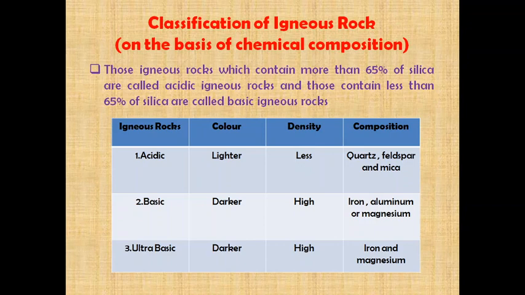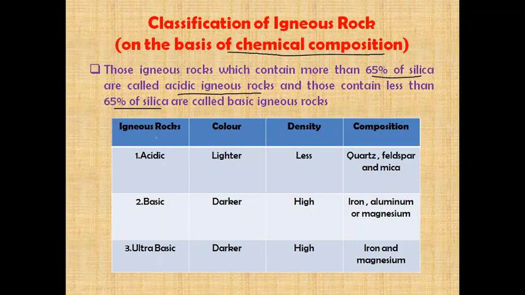Now, we also classify igneous rock on the basis of chemical composition. Those igneous rocks which contain more than 65% of silica are called acidic igneous rocks, and those which contain less than 65% of silica are called basic igneous rocks.